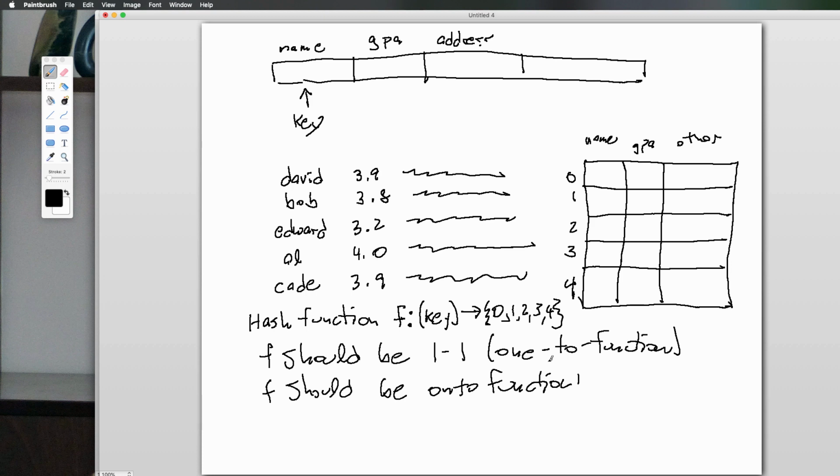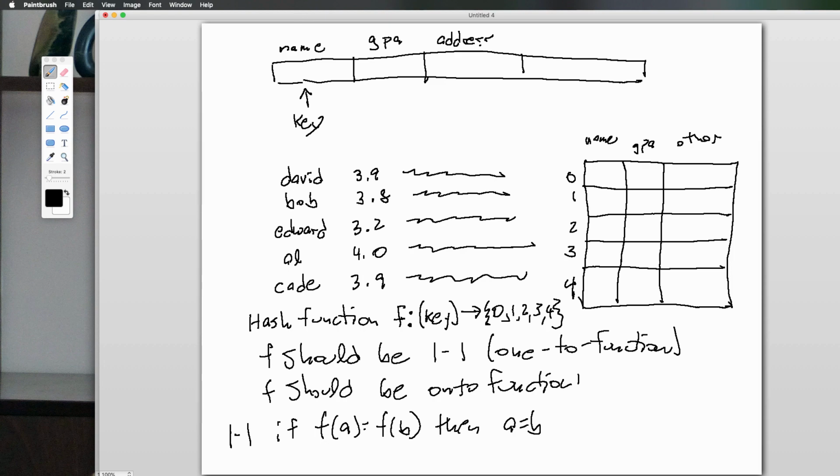Okay, so if you don't know what that means, 1-to-1 means if f of a equals f of b, then a equals b. That's another way of saying that we don't want 2 of these things to get mapped to the same number. In other words, if it turned out f of David and f of Edward both went to the number 2, then that would not be a 1-to-1 function. Okay? Onto means that for any one of these values that I see here from 0 to 4, I can pick any one of them, and there's got to be some value that maps onto it.